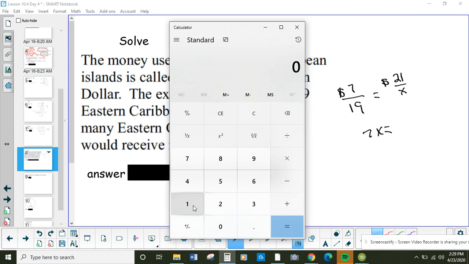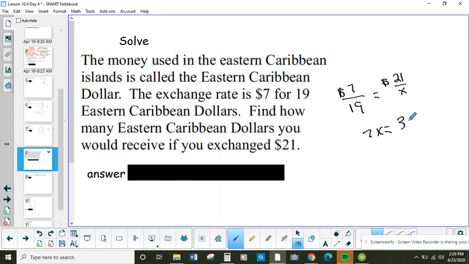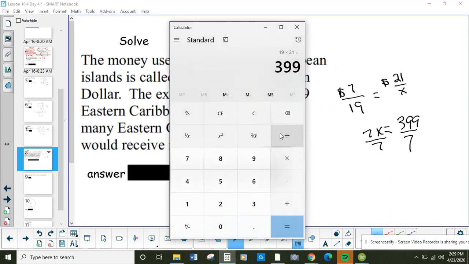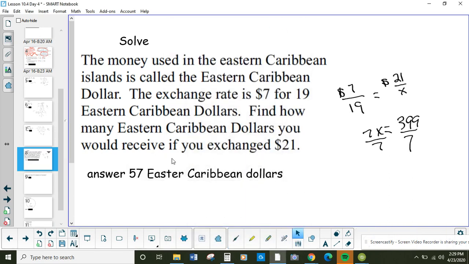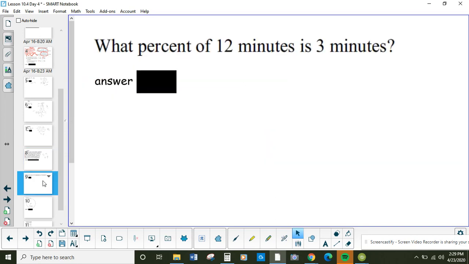And we can just do 19 times 21, and we get 399 here. Then divide by the coefficient. We already have 399 in our calculator, so we'll just hit division, divide by 7, and we get 57. But 57 what? 57 Eastern Caribbean dollars, or is it Caribbean? All right, pause the video, answer this question.